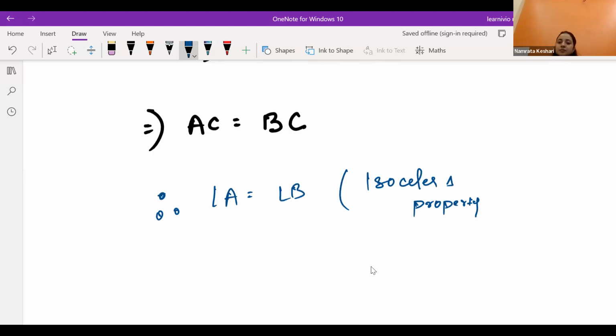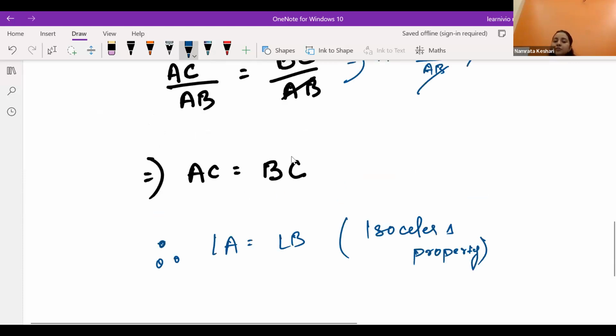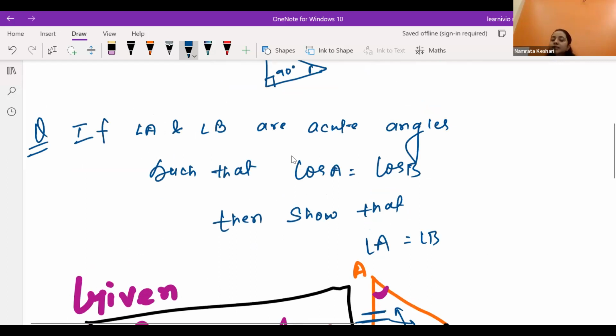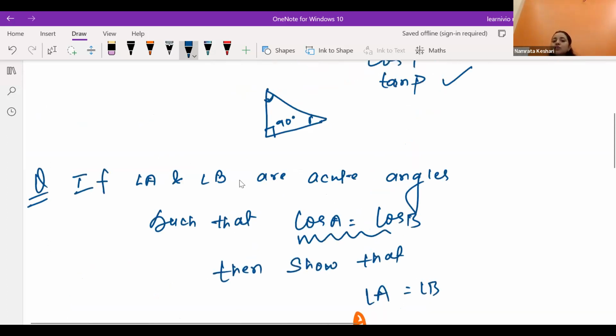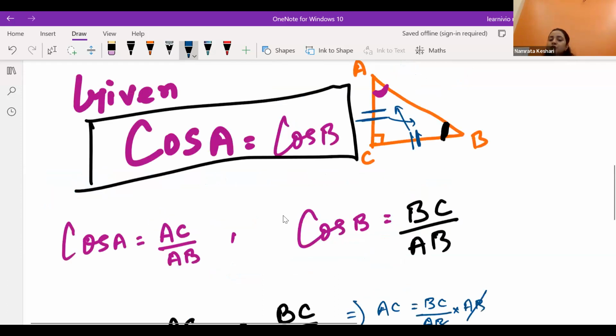Getting it? This is how we have proved that if cos A and cos B are the same, then angle A and angle B will be equal. But whenever this type of scenario comes, that cos A is equal to cos B, we will directly say that angle A and angle B are the same. How? By comparing both sides, the angle along with the cos over here and the angle along with the cos over there will be the same. Okay? So here we have proved it.